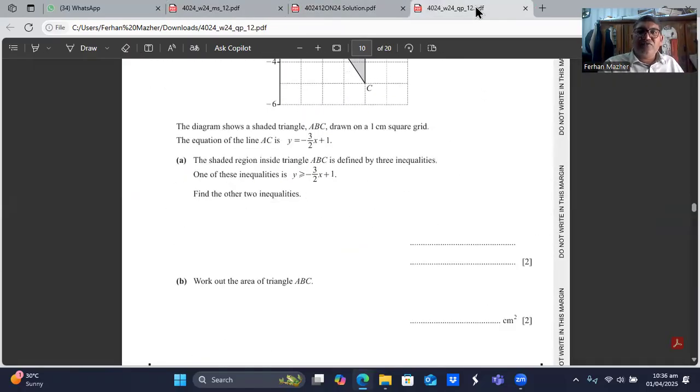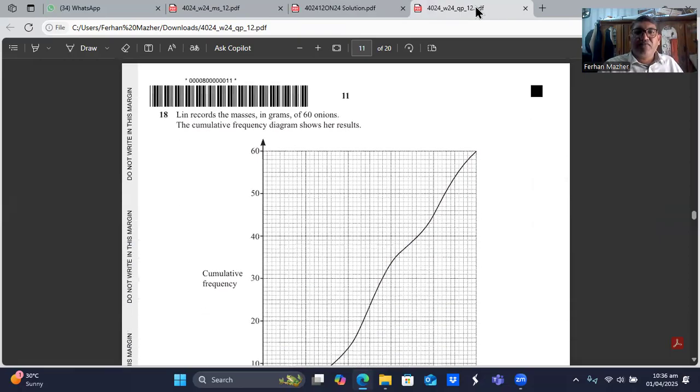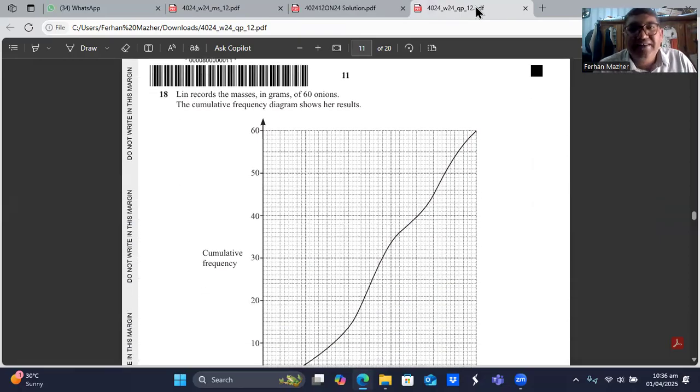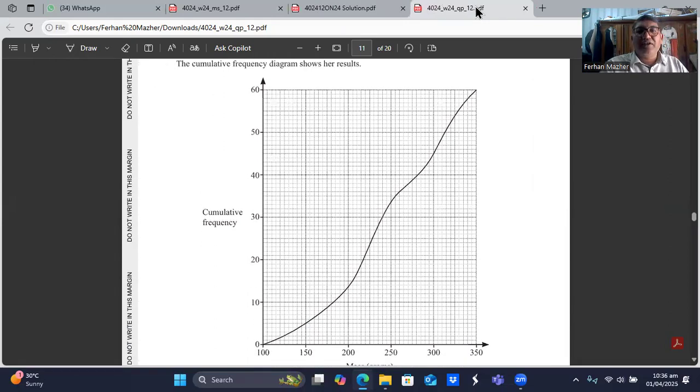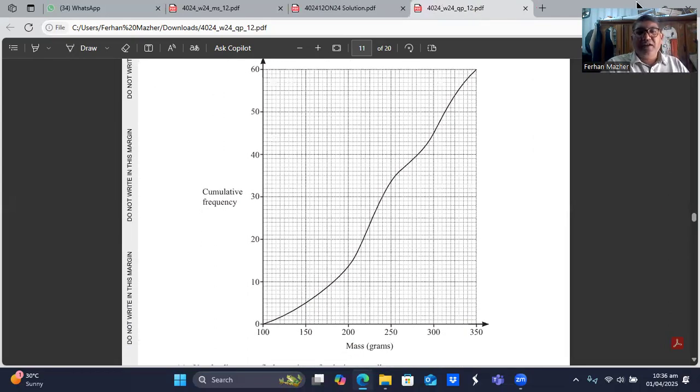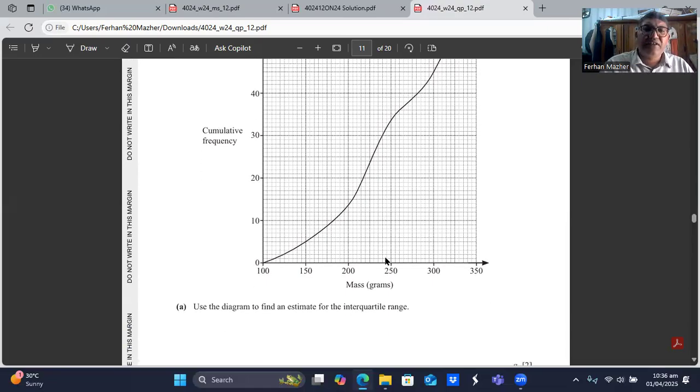So let's go to the next. Here we have question number 18. It says, Lynn records the masses in grams of 60 onions. The cumulative frequency diagram shows her results. So here we have a cumulative frequency diagram. Here the mass of the onions in grams is given, and here is their cumulative frequency. Total cumulative frequency is 60, and up to 350 grams. Okay, so let's see what they ask you.